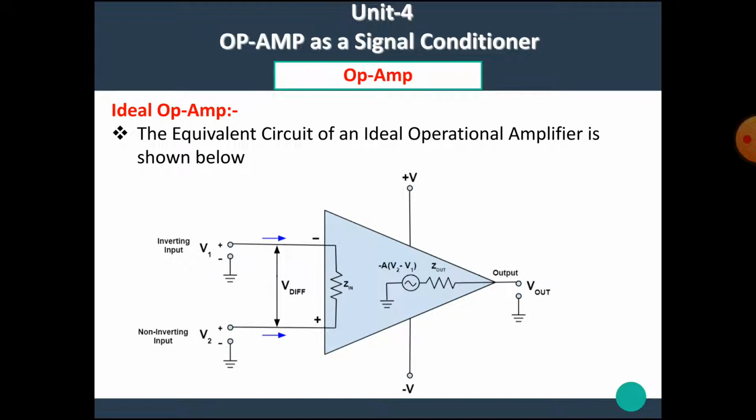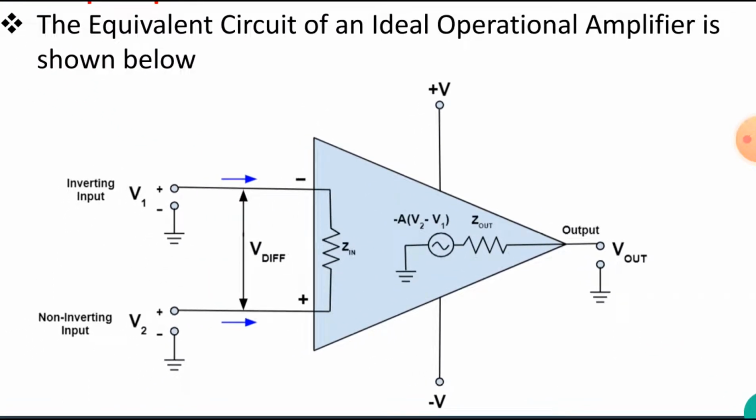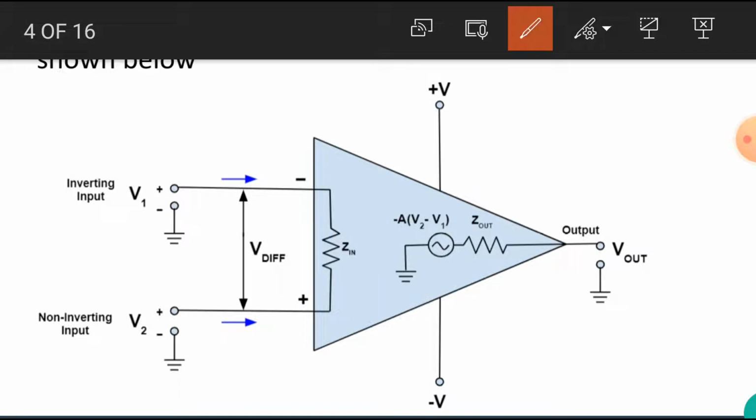an ideal operational amplifier. This is the equivalent circuit of the ideal operational amplifier. In the circuit, we can see there is the inverting input terminal V1 and non-inverting input terminal V2. Similarly, there is the output terminal, plus VCC and minus VCC.